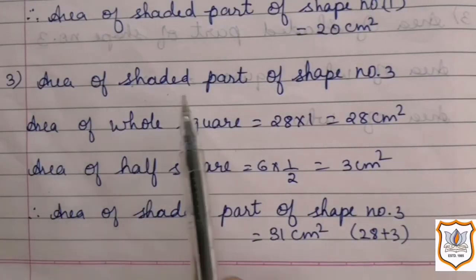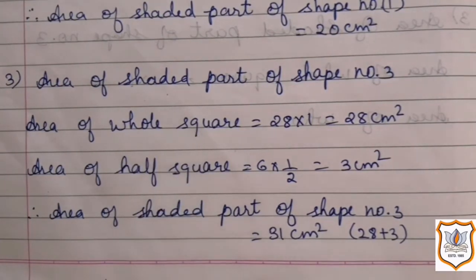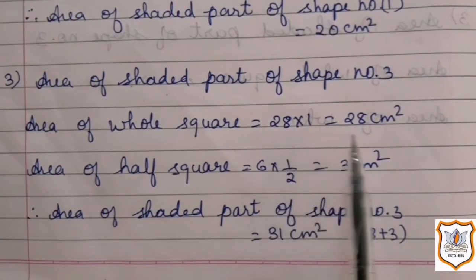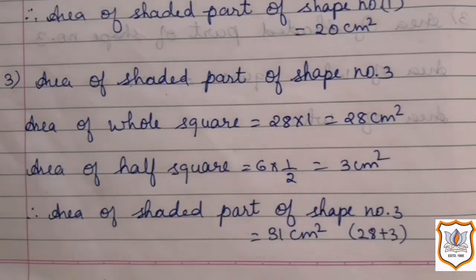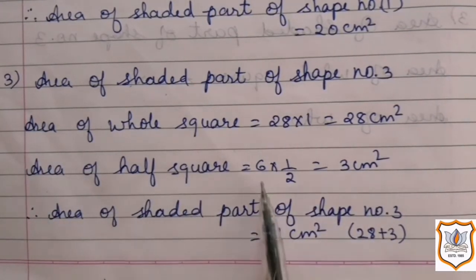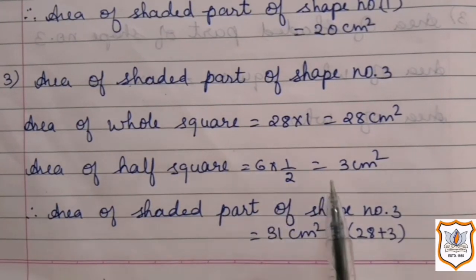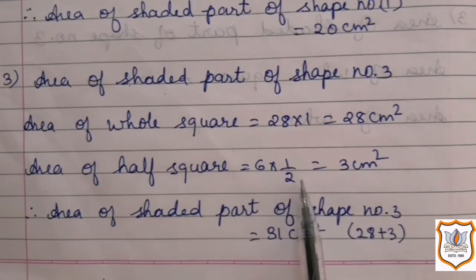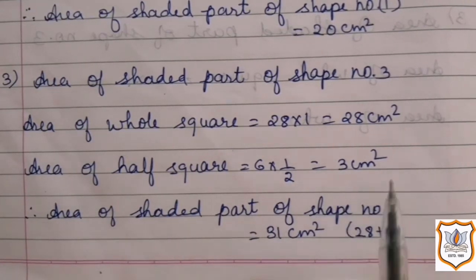Now area of shaded part of shape number 3. Area of whole squares. As we have counted earlier, there were 28 whole squares. So we will multiply this 28 by 1. So we will get 28 centimeter square. So area of whole squares is 28 centimeter square. Area of half squares. There were 6 half squares. So we will multiply this 6 by half. For this first we will multiply 6 by 1. 6 ones are 6. And by dividing that 6 by 2 we will get 3. So area of half squares is 3 centimeter square.